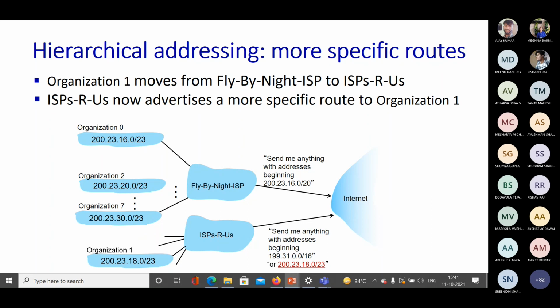With this, what happens is: here it was a more generalized one, 200.23.16.0, whereas here it is a better match for organization 1 because you are simply giving the first address of organization 1 itself, 200.23.18.0/23. This kind of addressing, which gives more specific routes to a particular organization, is known as hierarchical addressing. All right.